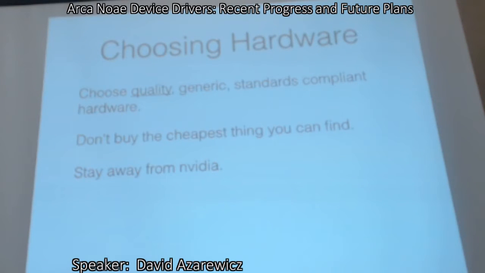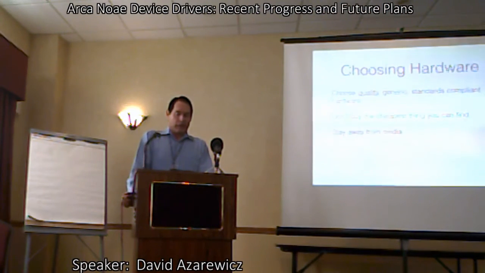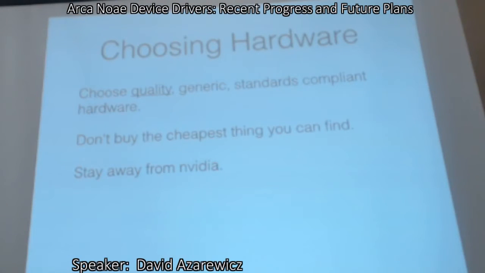I always wanted to put something in here about choosing hardware, because we all need to pick new systems. This is the best criteria I can give you for picking a system to run OS/2 on. You want to choose quality, generic, standards-compliant hardware. If you think back 20 years or so, OS/2 has always been this way. OS/2 has always needed quality hardware to run on. Remember, back in the 80s and 90s, when you ran OS/2, you needed good hardware, or it wouldn't run on the cheap stuff. That is still true today.